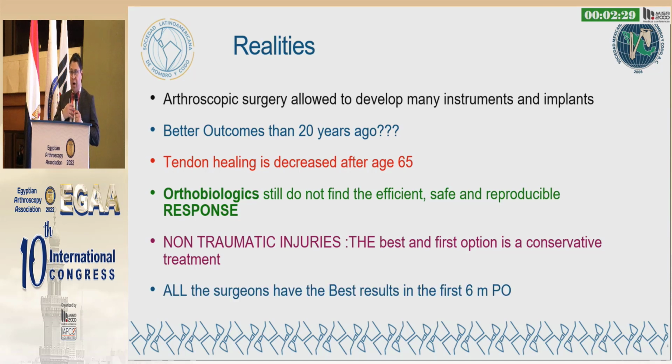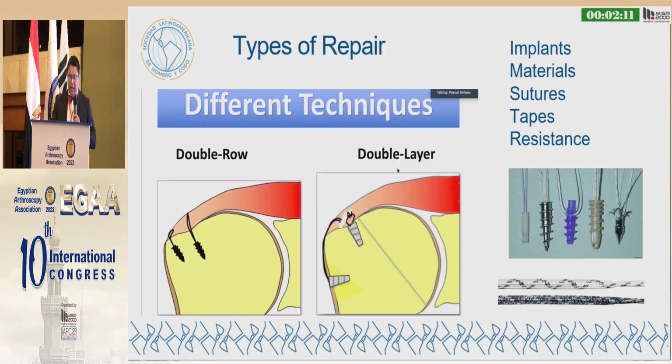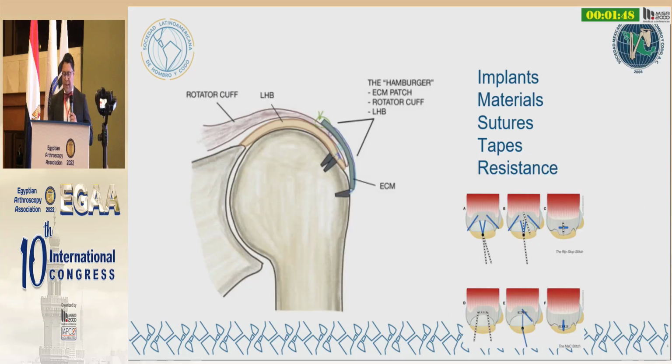And remember, all of us as surgeons have the best results in the first 6 to 12 months of postoperative surgery. Time, like we heard before, will settle the things about the results of our different techniques, different implants, and different configurations. The type of repair, we have evolved from the double row to the double layer, different implants, different sutures, different materials. Even we have, like we see here in the pictures, a special suture tape that can shrink during time, so it keeps the tension in the repair. It is called Dynacord. It's not all over the world right now, but there are many improvements in technology.